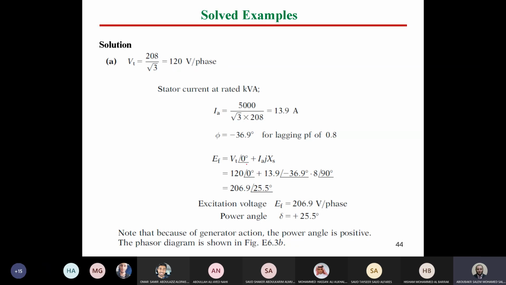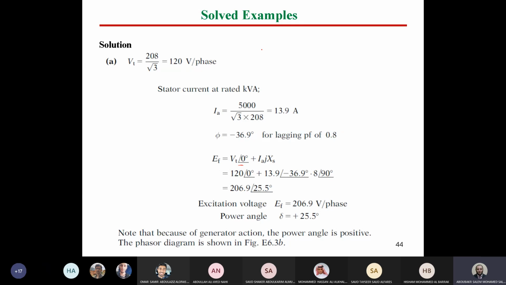EF equals V terminal at angle 0, since V terminal will always be at angle 0, plus IA multiplied by jXS. So V terminal is 120 at angle 0. The current is 13.9 at angle minus 36.9, minus because it's lagging, multiplied by 8 at angle 90, which is jXS. And the value of EF per phase equals 206.9 at angle 25.5.